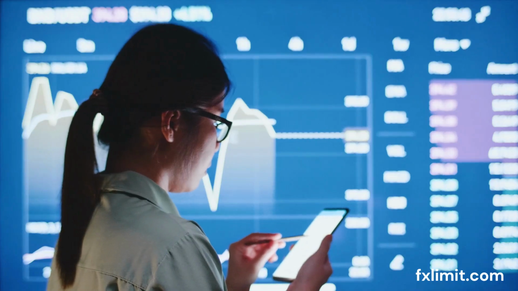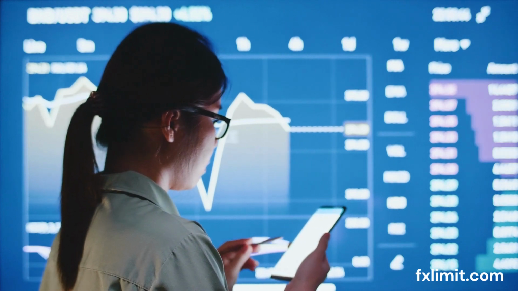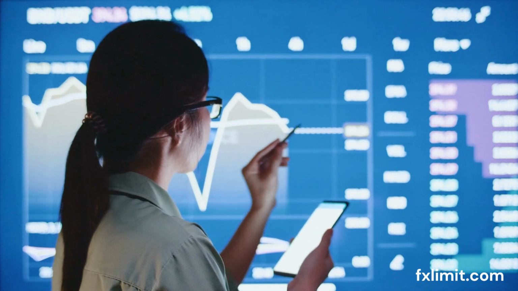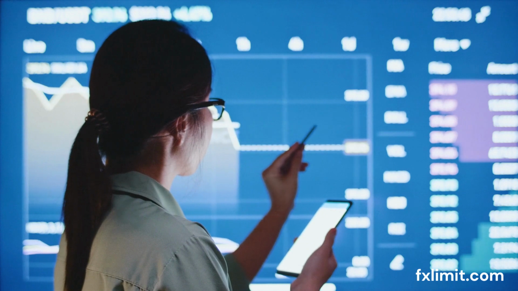In summary, the MACD crossover strategy is a powerful tool in Forex trading, helping you identify potential buy and sell points through a combination of momentum and trend-following indicators. But remember, it's just one tool in your trading arsenal. Combine it with other technical indicators and fundamental analysis for the best results.